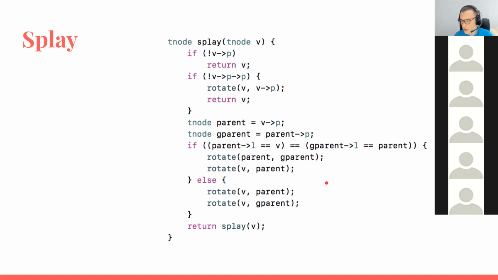Okay, any other questions? Why can't we use rotates for zigzag to solve zigzag?